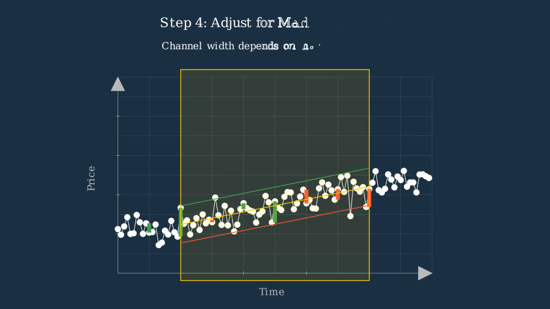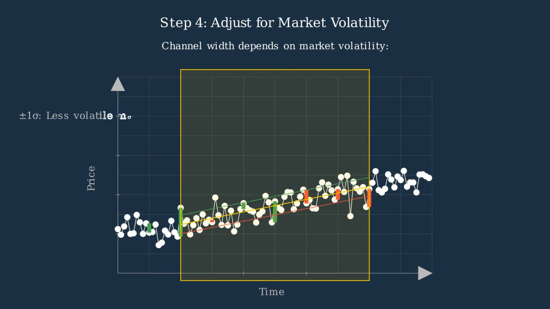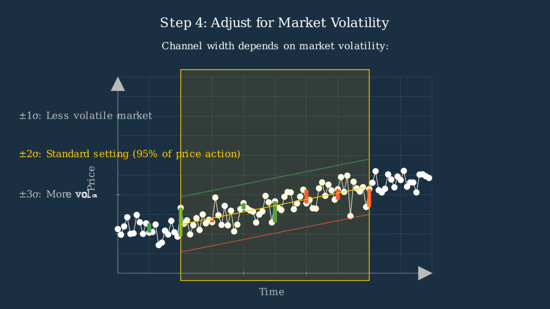The channel width can be adjusted based on market volatility. Wider channels for more volatile markets, narrower for less volatile ones. A 1 standard deviation channel is appropriate for less volatile markets. The standard 2 standard deviation setting captures approximately 95% of price action. For highly volatile markets, a 3 standard deviation setting may be more appropriate.